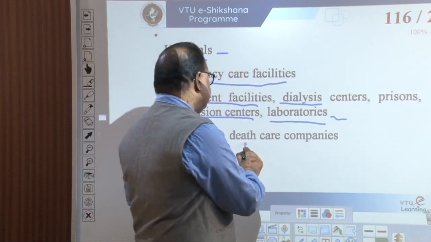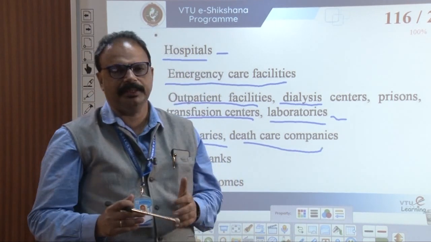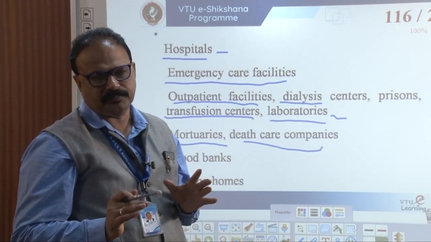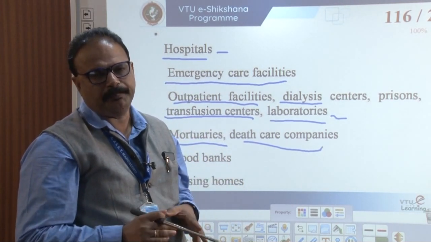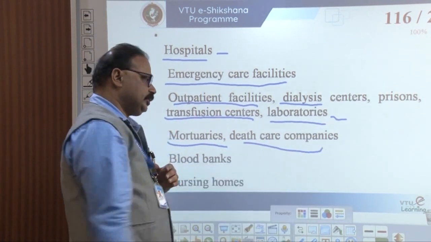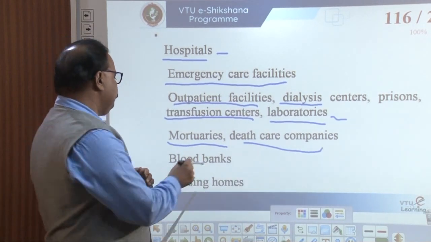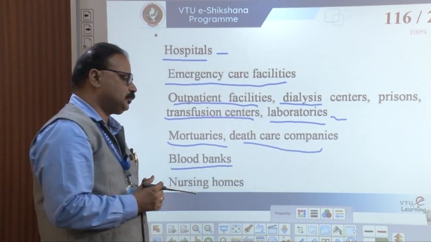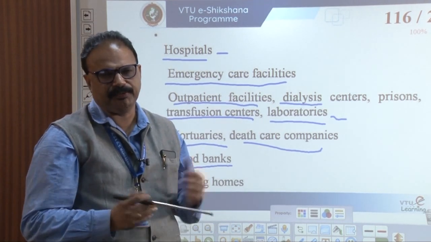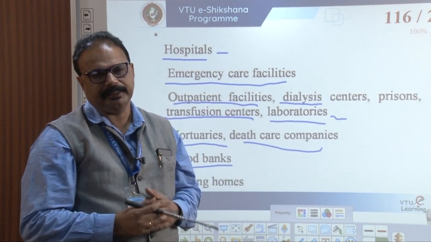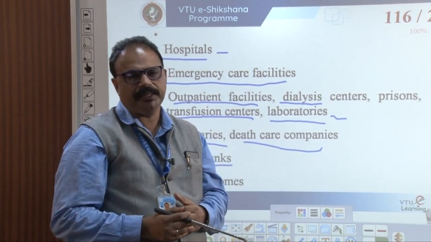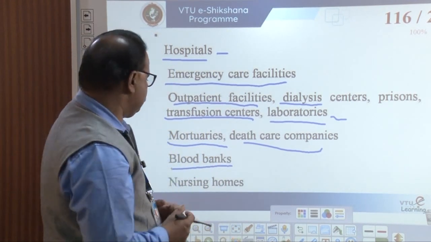Okay, and death care centers, death care companies, here also they will cut the body and body parts, and a lot of blood and everything will come. A lot of biomedical waste will come. And blood bank, blood bank is also one of the important sources. Okay, blood bank, a lot of blood will be there, different kinds of blood and different viruses. From there also, we will get a lot of biomedical waste.